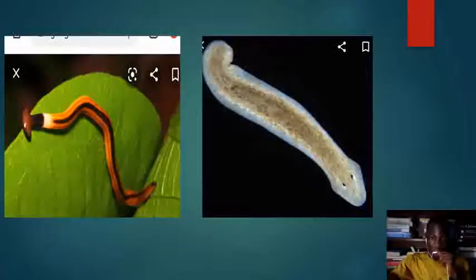In your slide now are some images of organisms in the class Turbellaria. So you have the planaria here. That's what you have in your slide here. This is a very nice image showing an example of an organism in the class Turbellaria.